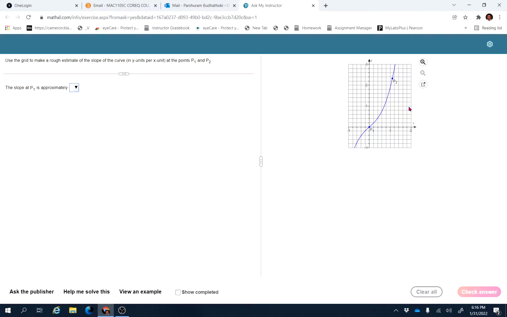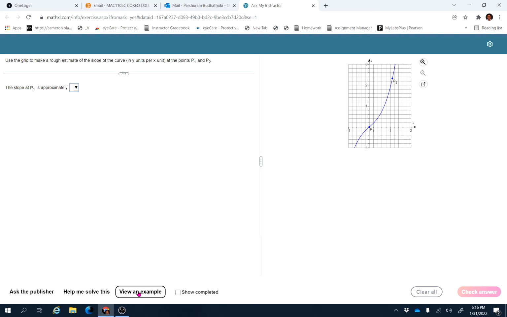For that, you just have to draw a tangent line through P1. Just draw a tangent line and then pick 2 points on that tangent line, and then just use the slope formula for using those 2 points. That will give you an estimation to find the slope at P1, and do the same thing at P2.